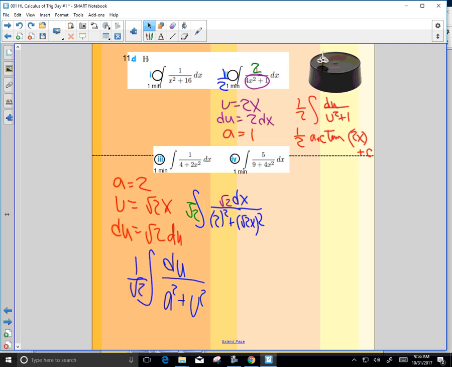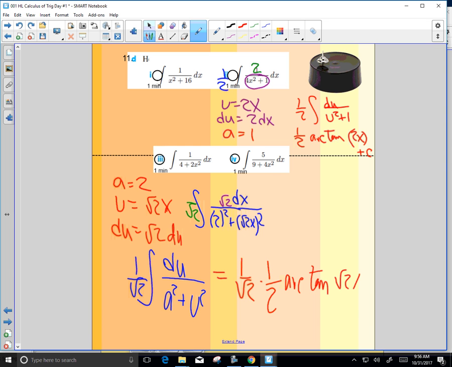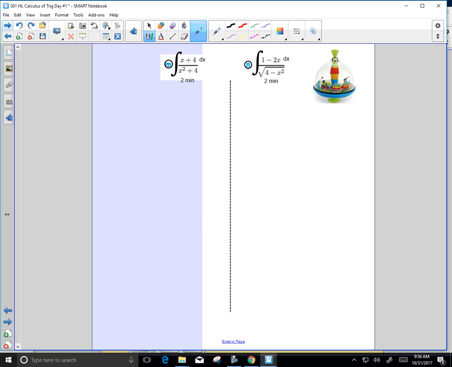And now it's du over a squared plus u squared. And what is the antiderivative of 1 over square root of 2? What's the antiderivative of arctangent? 1 over what? A, 2, arctangent of u, which is square root of 2x over a plus c. You could, yep. X over square root of 2, yep. Are we okay with that? All right, and I think you're good with that one.